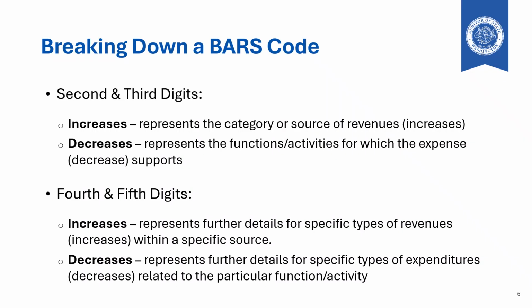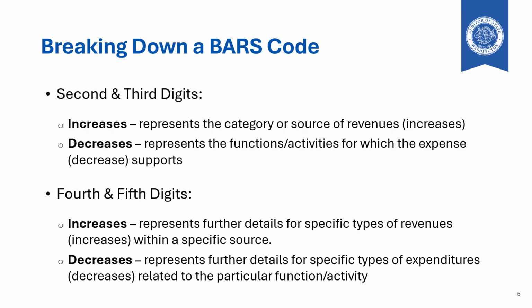Let's talk about the second and third digits for increases. These represent the category or source of revenues or increases. We will talk about categories of revenues later, but this is just the basic structure of BARS codes. For decreases, the second and third digits represent the functions and activities for which the expense or decrease supports. Similar to revenues, we'll also talk about the different functions and activities in a little bit.